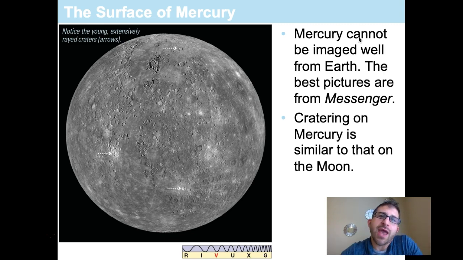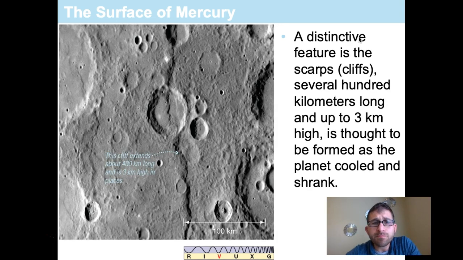Now, the picture you're looking at here is from the Messenger mission, which includes some very high-resolution data that was taken in very recent times. On the planet Mercury, we can find these very distinctive features, these scarps or cliffs that are several hundred kilometers long and up to 3 kilometers high. We think this has to do with the way in which the planet shrank as it got cooler.